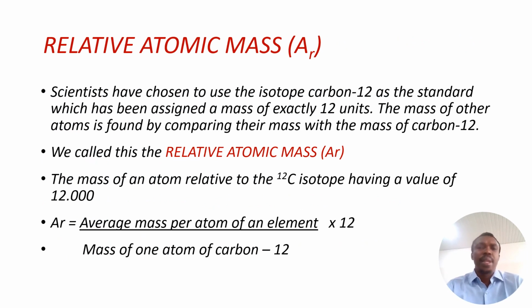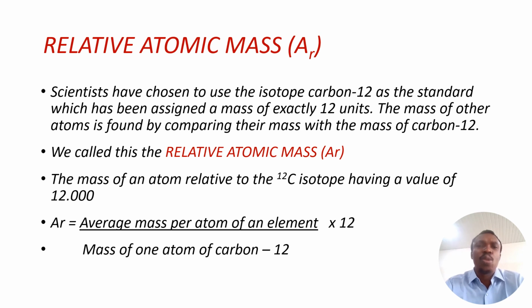In trying to determine the relative atomic mass, scientists have chosen to use the isotope of carbon, which is carbon 12, as the standard, which has been assigned a mass of exactly 12 units. So the mass of other atoms, other elements, is found by comparing their masses with the mass of carbon 12. So we call this the relative atomic mass of elements. What is relative atomic mass? It is the mass of an atom relative to carbon 12 isotope having a value of 12 units.